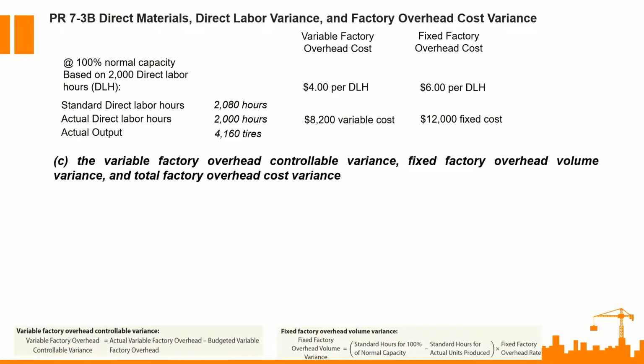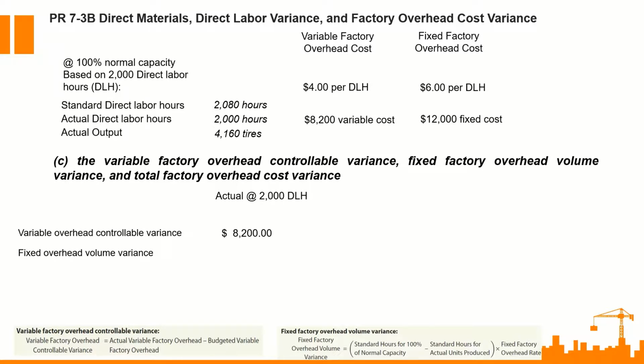We have here the formula based on the book, but I have another way of solving the three variances. So here's the method. In order to determine our controllable and volume variance and our total factory overhead cost variance, we need to take into account first our actual cost. So our actual at 2,000 direct labor hours is equal to $8,200 for variable cost and $12,000 for fixed. So that's a total of $20,200.